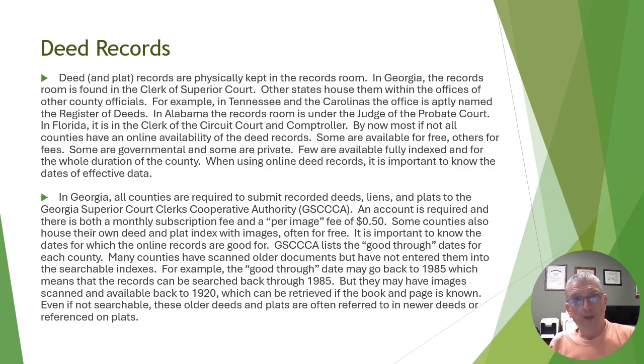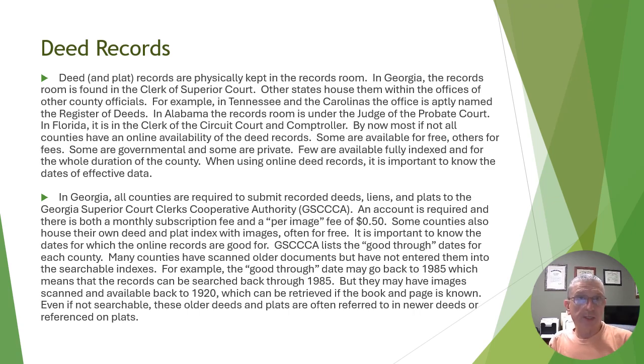Now, the good through date is usually when the indexes are up to date. In other words, the indexes, which we'll talk about in a minute, are how we find deeds and plats. In a lot of counties, they have scanned the images further back than their good through date. For example, their good through date may be 1995. So for the last 29 years, you can find transactions on GSCCCA.